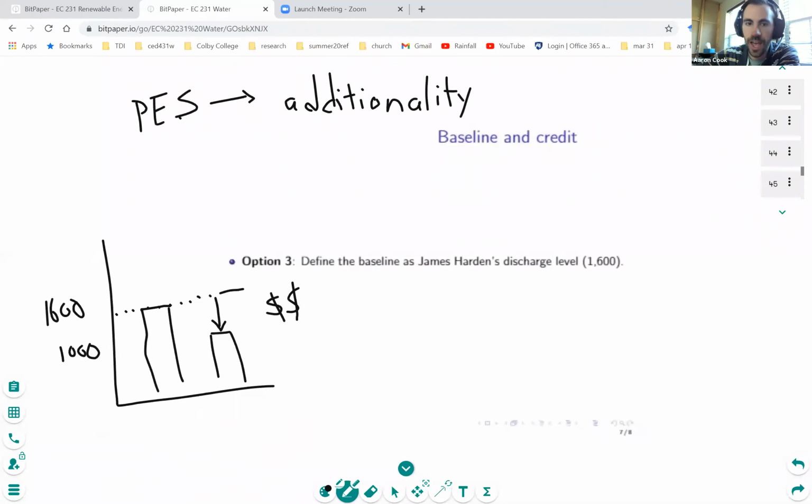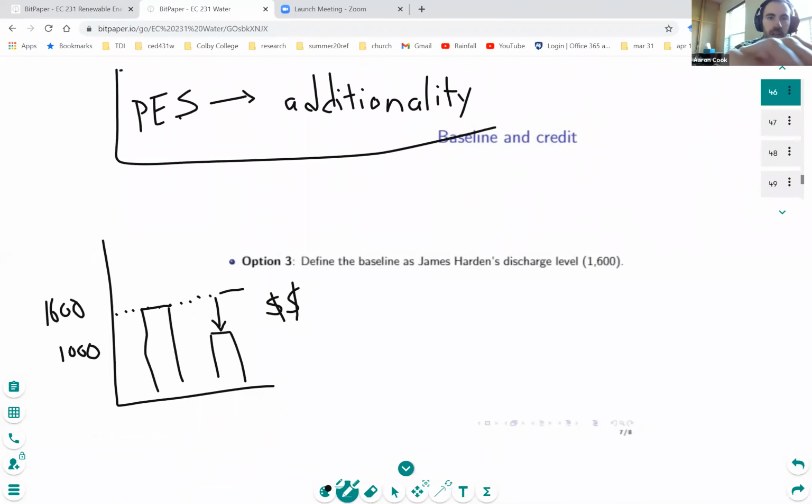All right, and then finally we have option 3. Recall that one of the important characteristics of a payments for ecosystem services program is additionality. If we're designing a payments for ecosystem services program, we would like to have the public money that we're spending on conservation going towards new conservation, extra conservation that would not have happened otherwise. If we're paying people to do things that they would do anyways, we're not getting any additional benefit of those public funds. So keep that in mind for option 3.